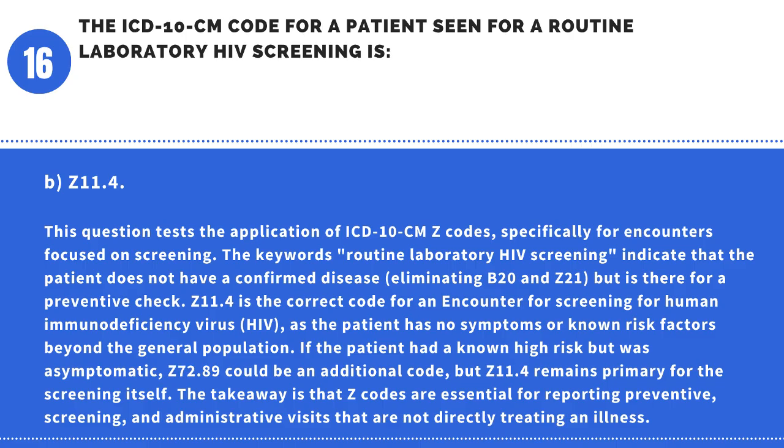If the patient had a known high risk but was asymptomatic, Z72.89 could be an additional code, but Z11.4 remains primary for the screening itself. The takeaway is that Z codes are essential for reporting preventive, screening, and administrative visits that are not directly treating an illness.